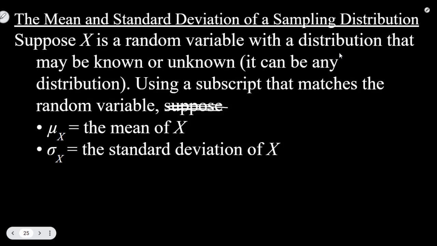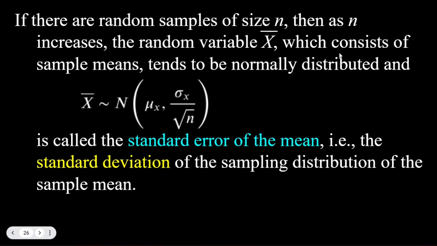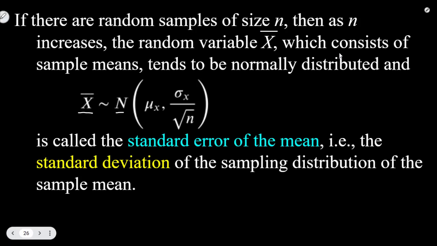Since we've only been dealing with one thing at a time, we just used mu and sigma, but now we're going to specify that this is talking about mu sub x and sigma sub x. If there are random samples of size n, then as n increases, the random variable, the sample means of x, tends to be normally distributed. And so here's our notation. The sample means of x are part of this normal distribution where the mean is the same as the mean of the original population.